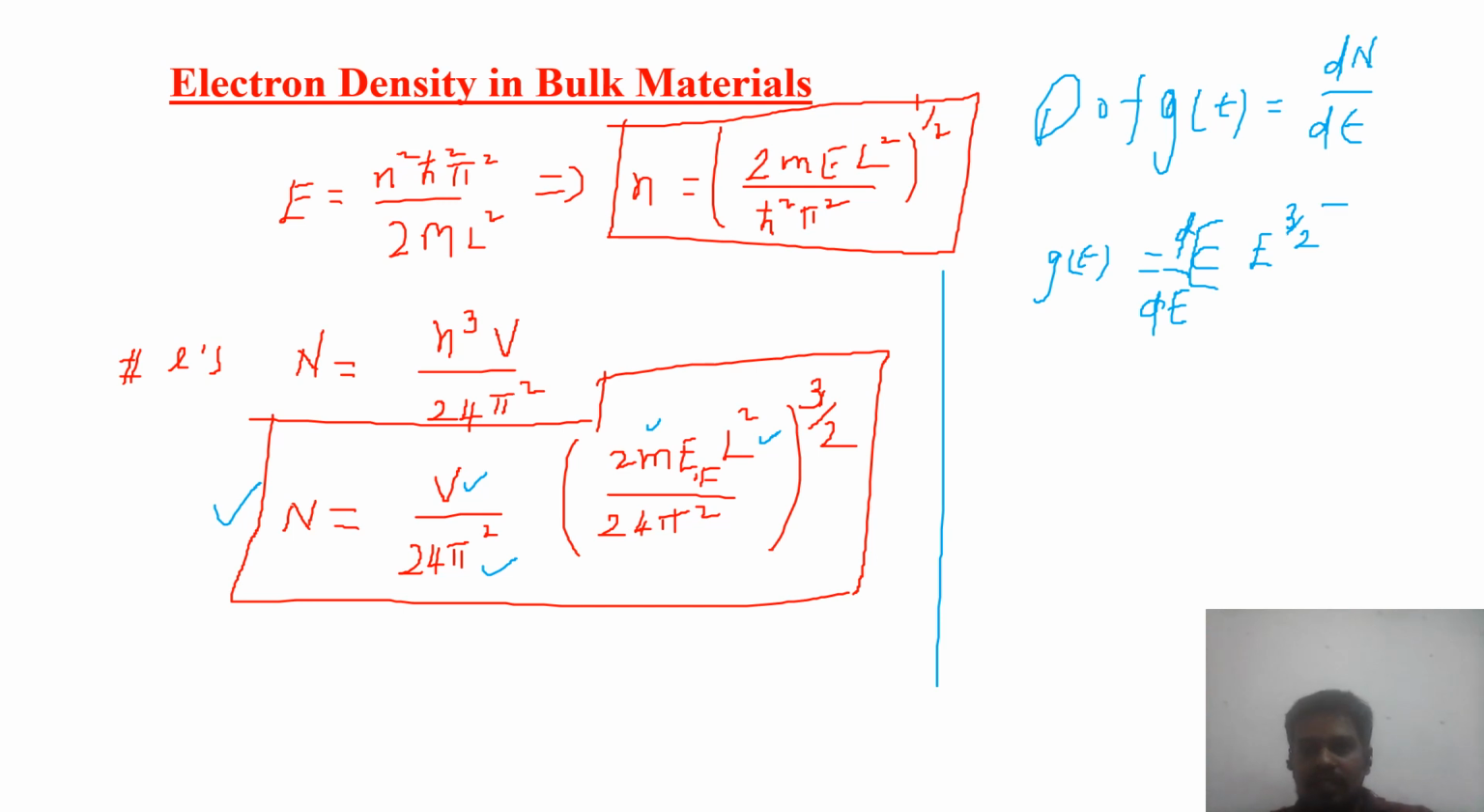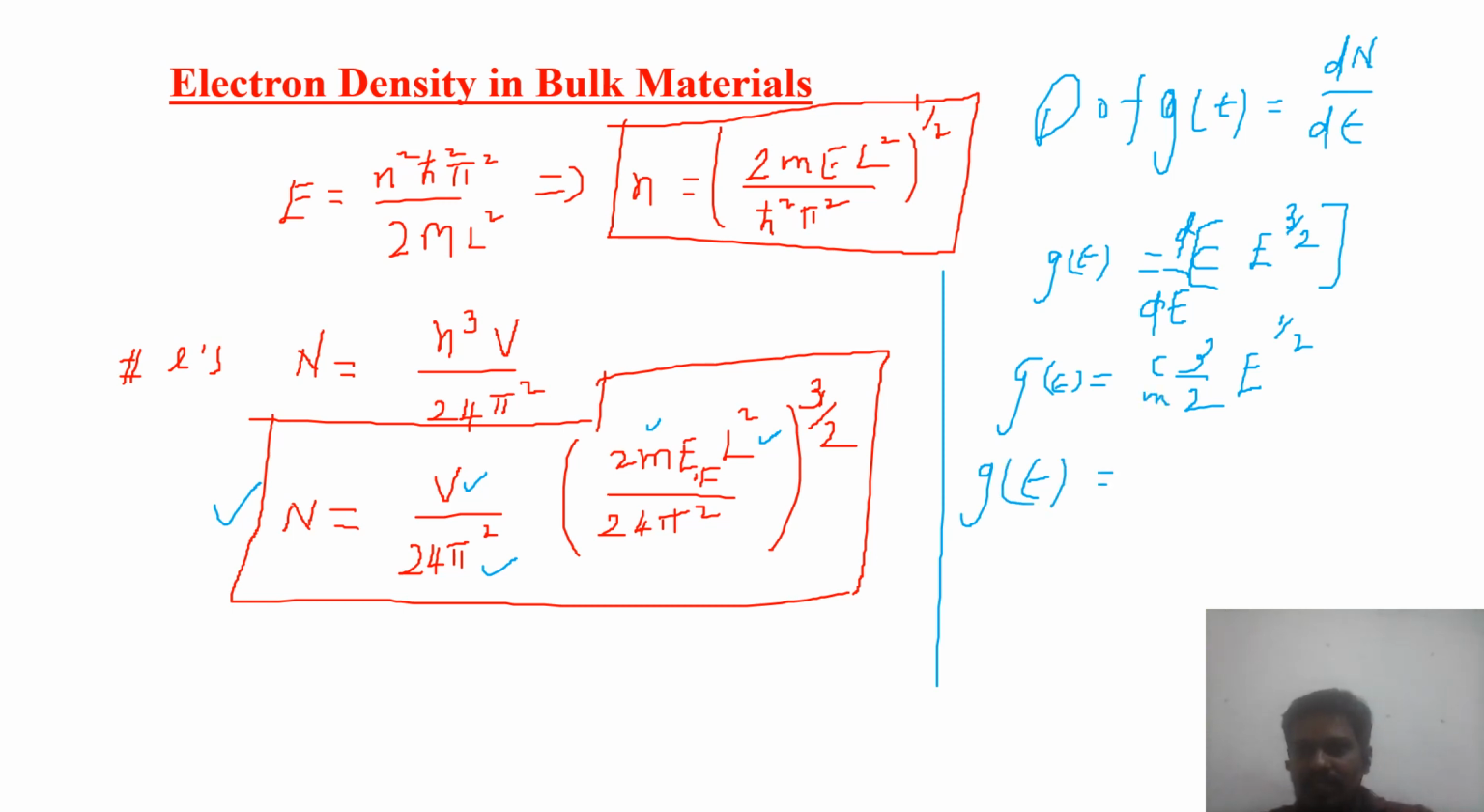So if you are taking the derivative of a constant, it simply comes out. So you can pull out the constant. You can't take the derivative of it. This is simply a constant. You can take it out. If you are taking the derivative with respect to E power 3 by 2, it will give 3 by 2 times E power 3 by 2 minus 1. That means the density of states, the g of E. This is another constant.